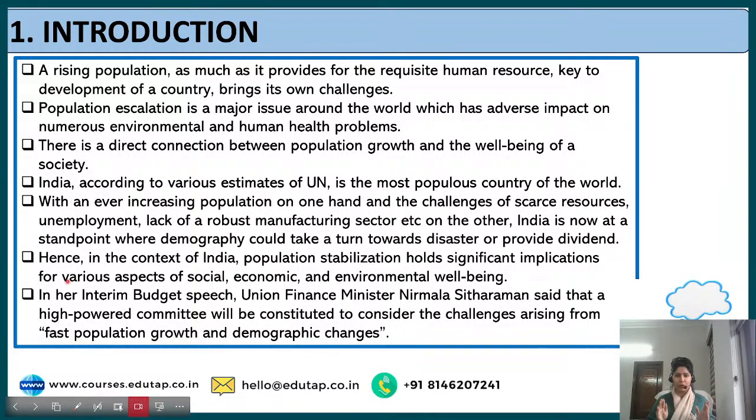So in her interim budget speech, Union Finance Minister, you can avoid the name here, it's good to avoid some names. You can just say that the Union Finance Minister said that a high-powered committee will be constituted to consider the challenges arising from fast population growth and demographic changes. So now you can move on to the next part, that is the Let's Delve Deeper section.